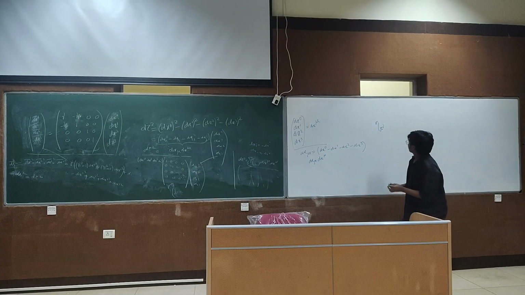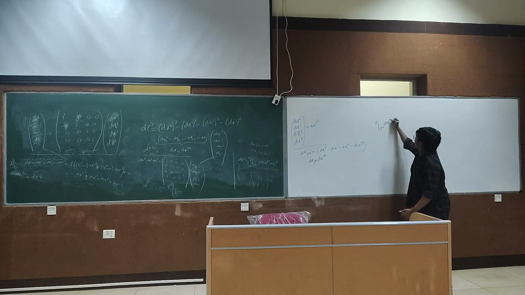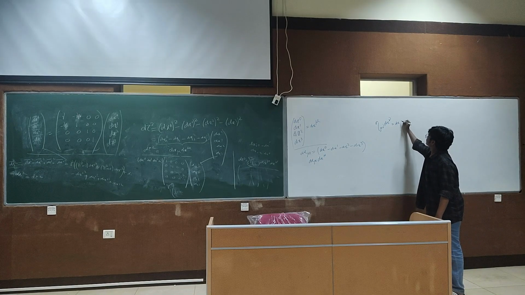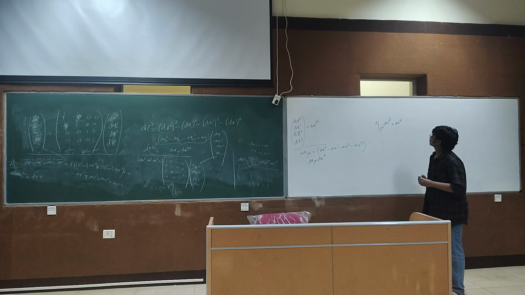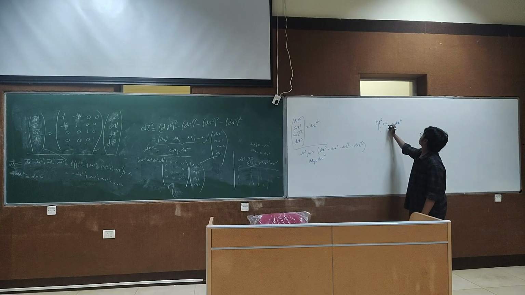Now if I multiply and sum with dx mu, got it? What you get is dx mu. It should be the opposite actually. I guess you get the dual of dx mu, or dx mu itself. Yeah, sorry, my bad.